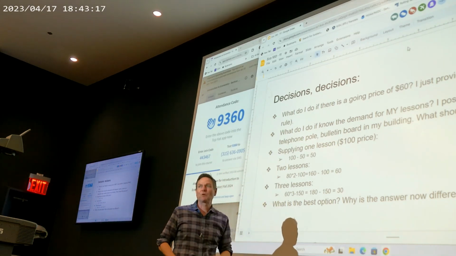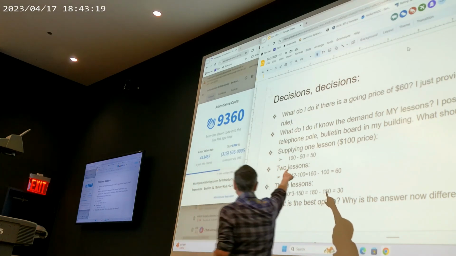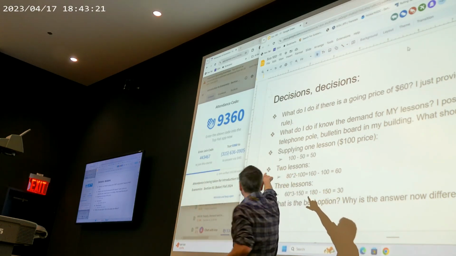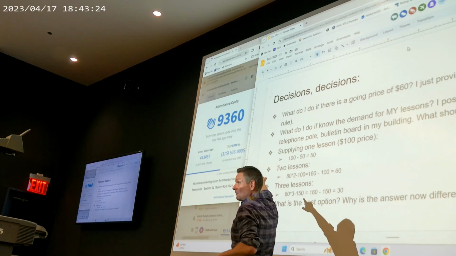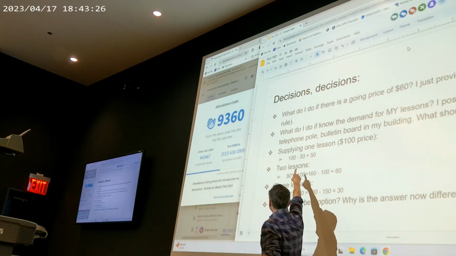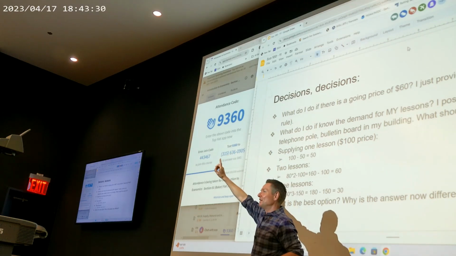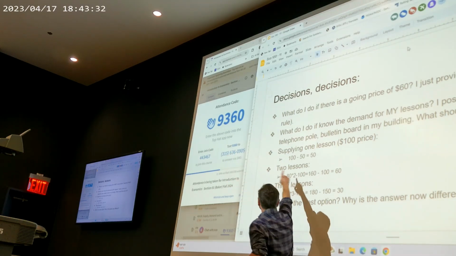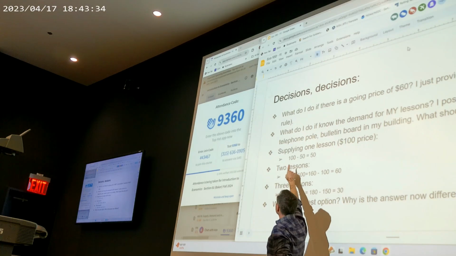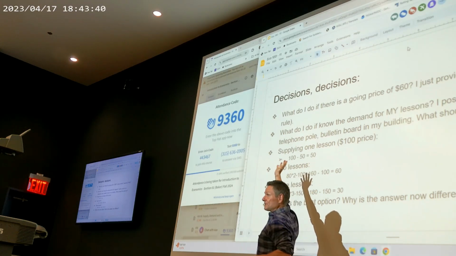Anyway, we can mechanically just work through this, and I can say, well, let's see. If I set the price at $100, I get one lesson. I know that's my demand. When the price is 100, I get one taker. So if I set the price there, I'll make 100 minus 50, that's the cost. I'll get $50 in profits.